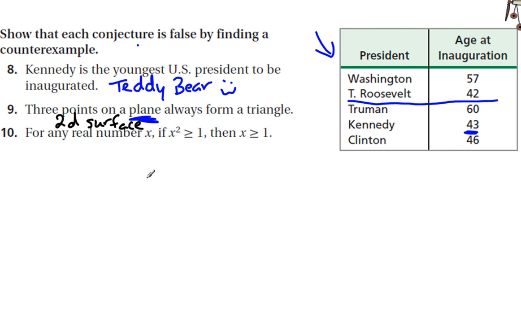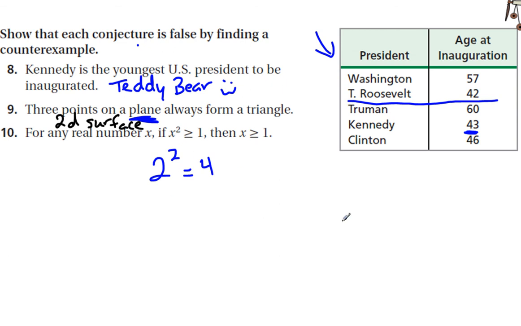Okay, go away. You too. And our last one: for any real number x, if x squared is greater than 1, then x has to be greater than or equal to 1. At first you think, well, that's kind of hard to prove, because if you square a number, it's always going to get bigger, right? Like 2 squared is 4. Well, 2 is greater than 1. So how do I make a number squared that's greater than 1 where x isn't 1?